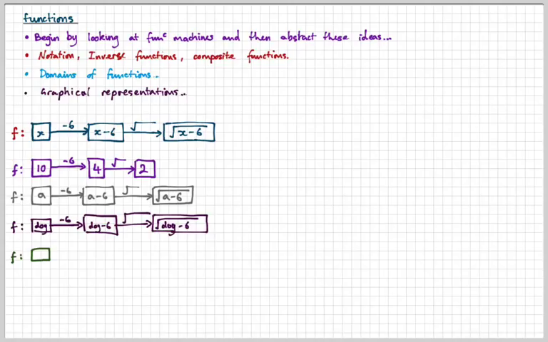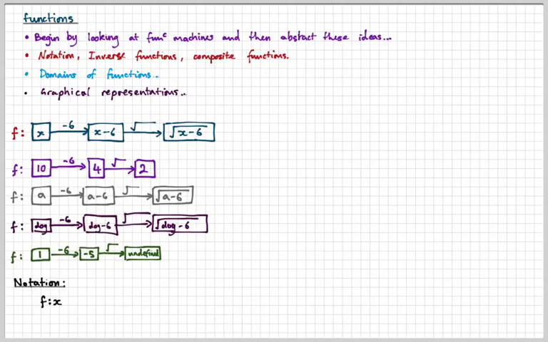What does it do to 1? Maybe pause the video and work out what it does to 1. Well, if you subtract 6 from 1, you get minus 5. But you can't square root minus 5. So you can't put 1 into the function because you get something that doesn't work. You can't square root a negative number. So we say that when you put 1 in, you end up with an answer that is undefined.